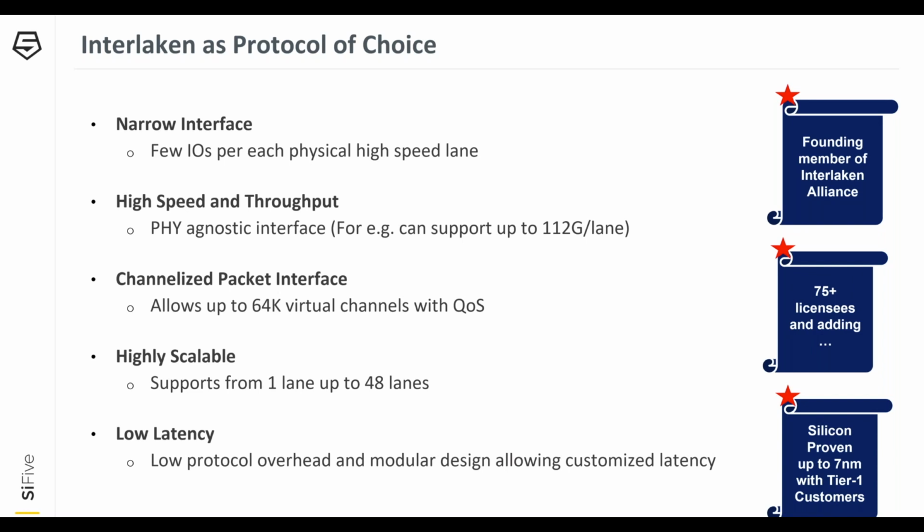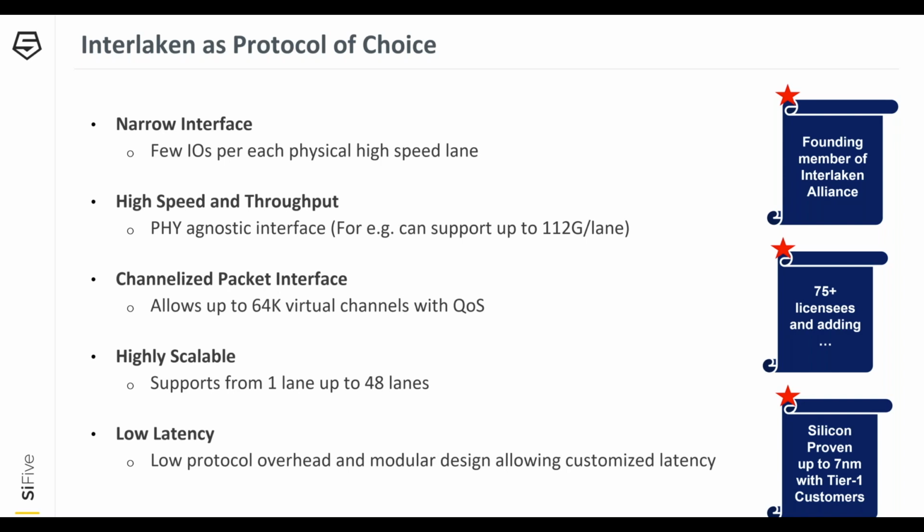Interlaken has some unique advantages compared to the heavyweight protocols such as Ethernet and PCIe. Heavy in terms of the gates and complexity. Interlaken is truly a lightweight protocol. First of all, it is a narrow interface requiring very few IOs. As I mentioned earlier, it is to some extent physical layer agnostic. It can use 112 gig SerDes, or it can go over parallel wires at a lower speed with clock forwarding.